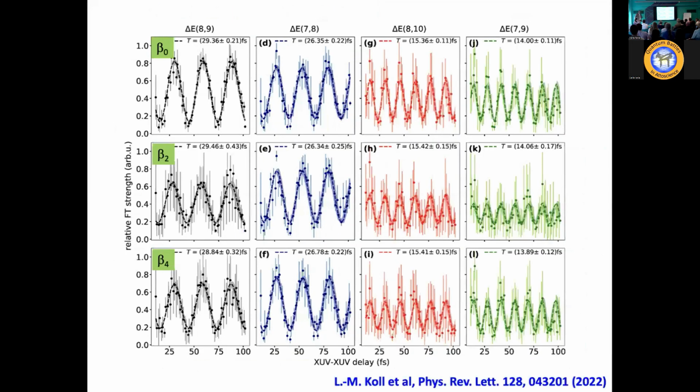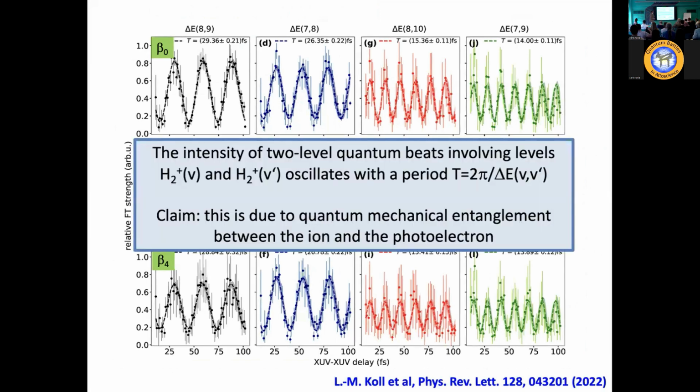So all the data is then compiled in this plot, right, where you see the intensity of all these Fourier components, so four different quantum beats, both the angle-integrated signal as well as the angular parameters. Everything oscillates as a function of XUV delay with a period that is inversely proportional to the energy difference between the two states that are involved.